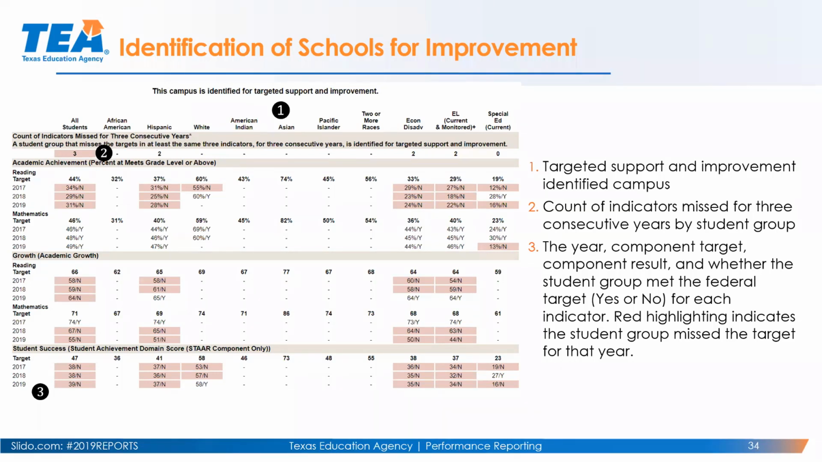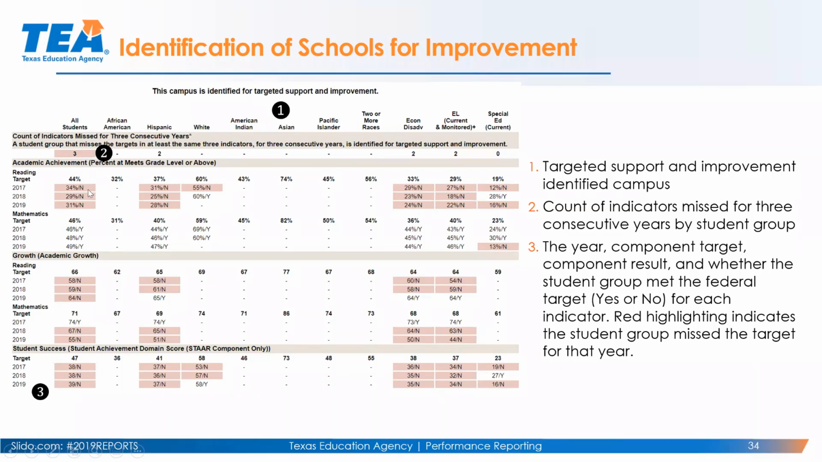In Section 3, we're looking at the year, the component target, and the result, and whether that student group met the target, yes or no. The red highlighting indicates the student group missed the target for that year. In order to be identified for targeted, just one student group would need to miss 3 indicators for 3 consecutive years. And this happened because, first, for academic achievement in reading, the target was 44.